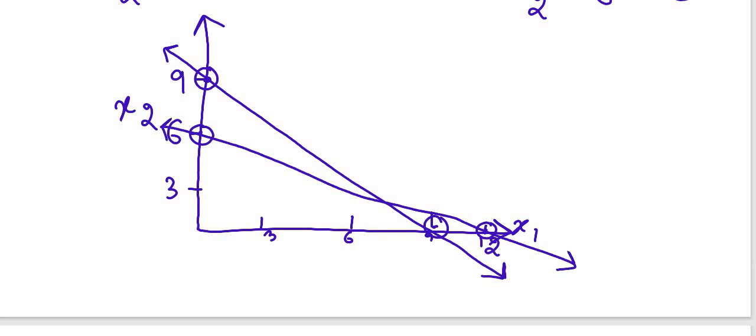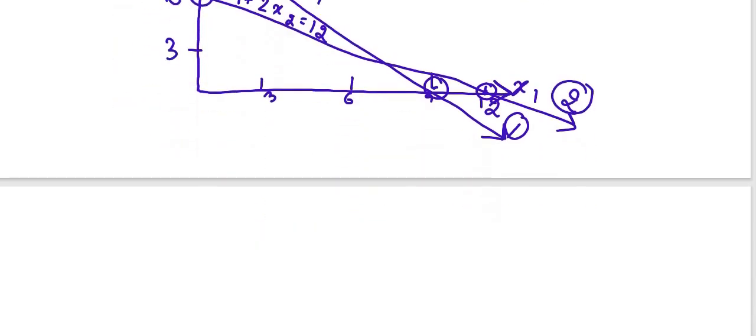We have to write the equation over here. For this one we can write x1 + x2 = 9, and for the other equation we can write x1 + 2x2 = 12. Or we can write equation 1 and equation 2 so that we know which line we have drawn for which equation. Now in the next step we have to find the feasible region.